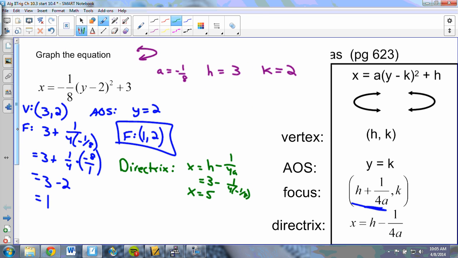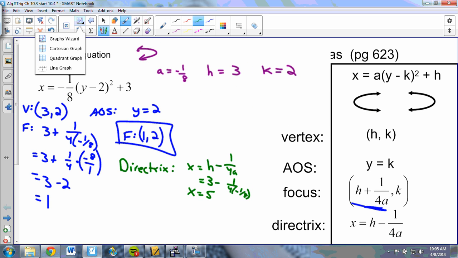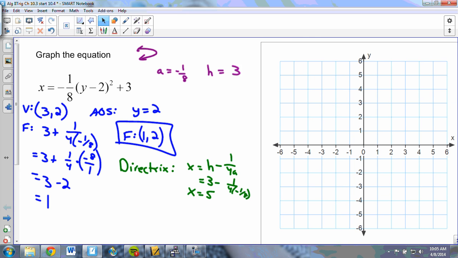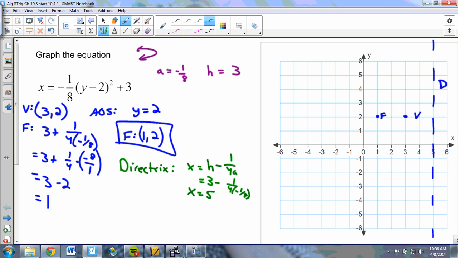Now I can graph this. And I have a vertex at the point (3, 2). Go here. A focus at the point (1, 2). A directrix at the line x equals 5. This line right here. So there's my focus and there's my directrix. I'm not going to worry about the AOS. I mean, it's this line right here, y equals 2. I guess here I am worrying about it. That's not a big deal.